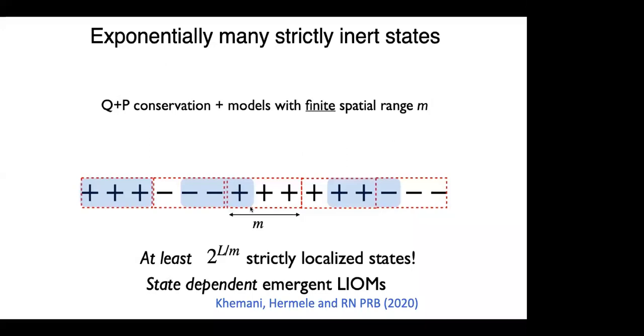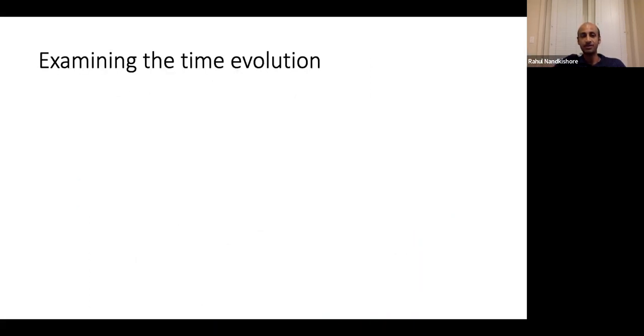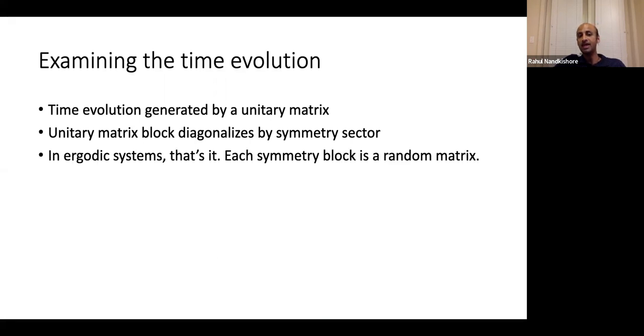Okay, so here's an explicit construction. There's a number of states which is exponential in system size, and each of these states is just a product state in the computational basis, and it's also an exact eigenstate of the dynamics. So time evolution is always generated by a unitary matrix. The unitary matrix is always block diagonal by symmetry sector. The number of symmetry sectors is polynomial in system size, but there are exponentially many states which are eigenstates.